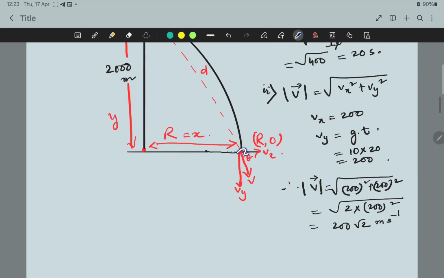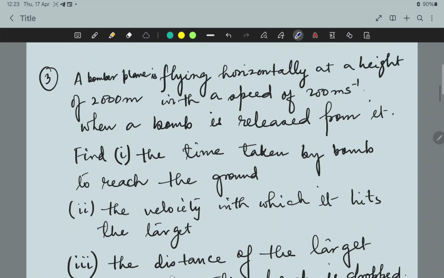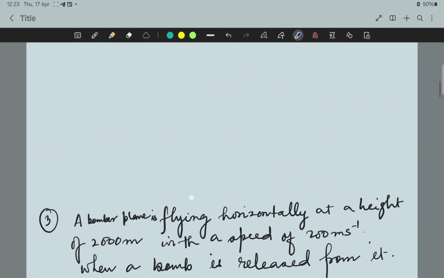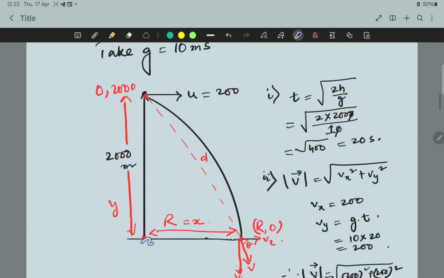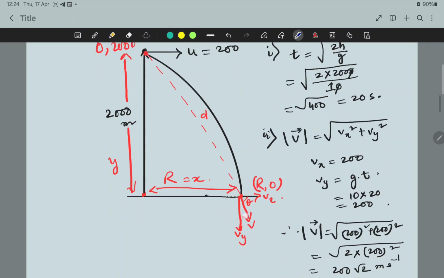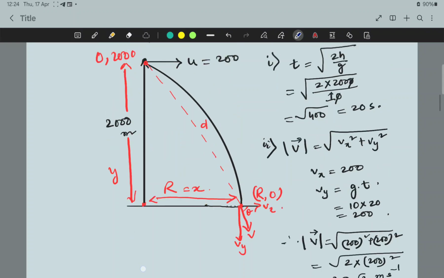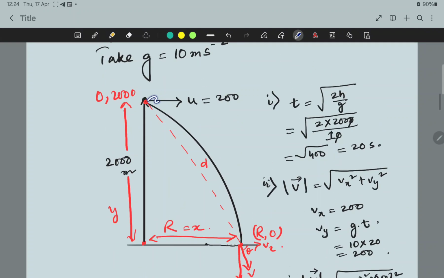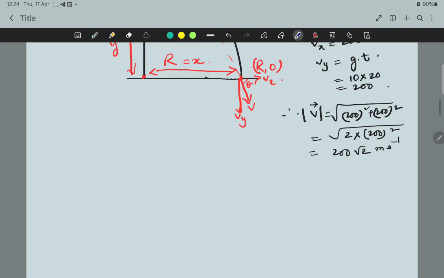It is not the horizontal distance from the base, I mean a point below the bomber plane from where it dropped the bomb. It is not that distance. It is not about horizontal range, but it is the distance between the dropping point and the hitting point on the ground.